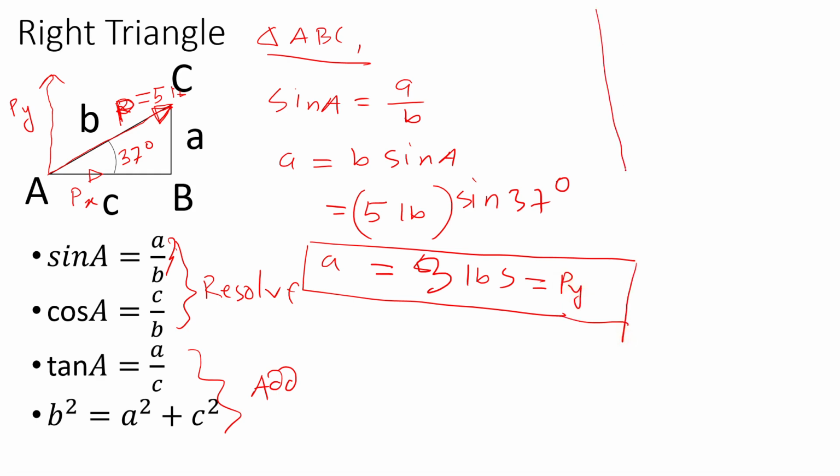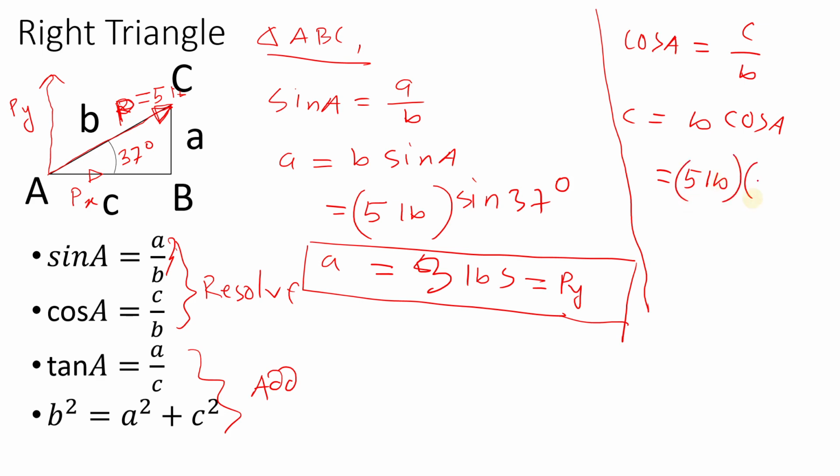Now, we can calculate the x direction force using the cosine formula. So cosine A is C by B. Then C is equal to B cosine A. B is 5 pounds, and cosine A is cosine 37 degrees. If you do this calculation, I found 4 pounds. So then PX is 4 pounds. So this is how you resolve forces.